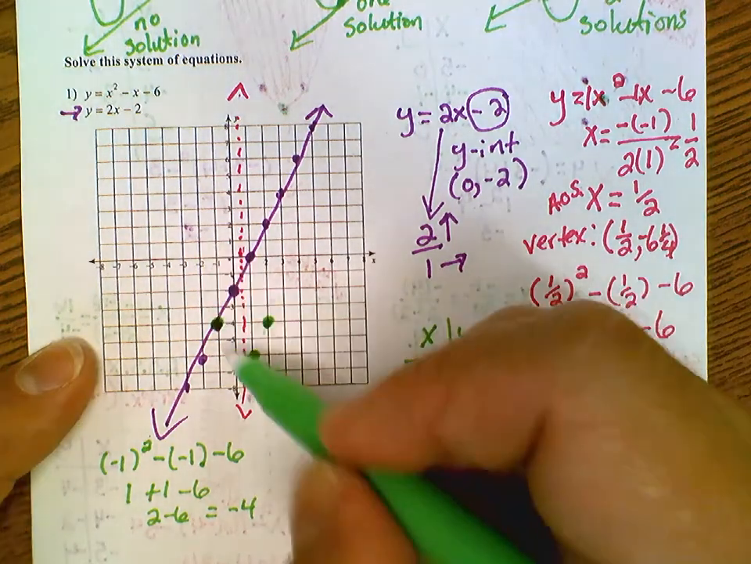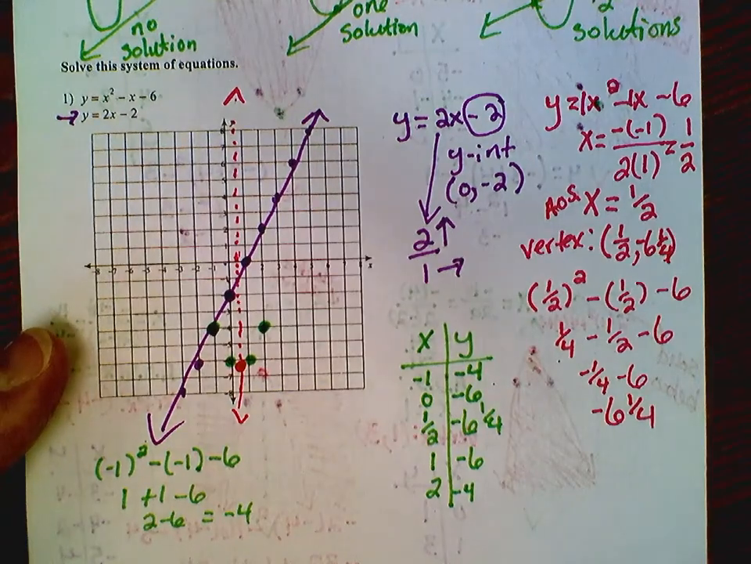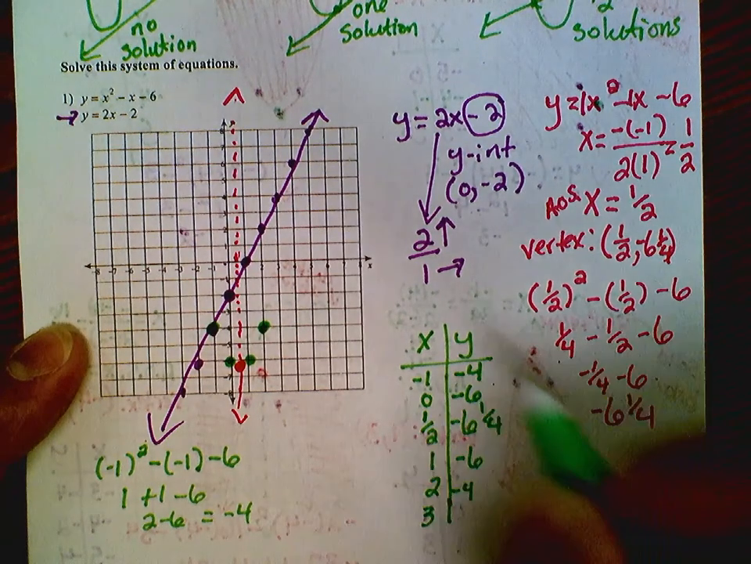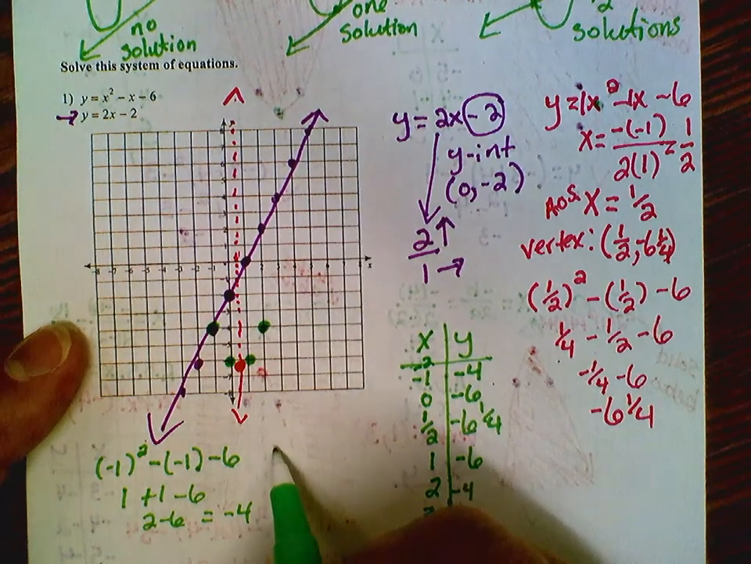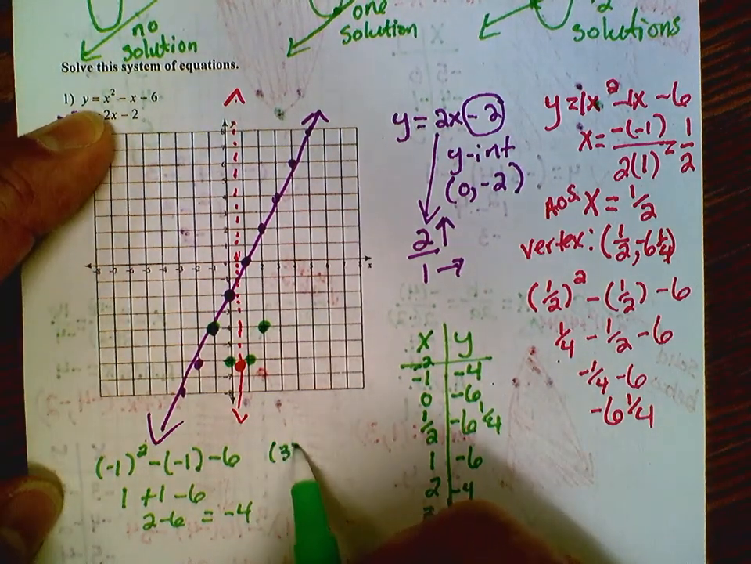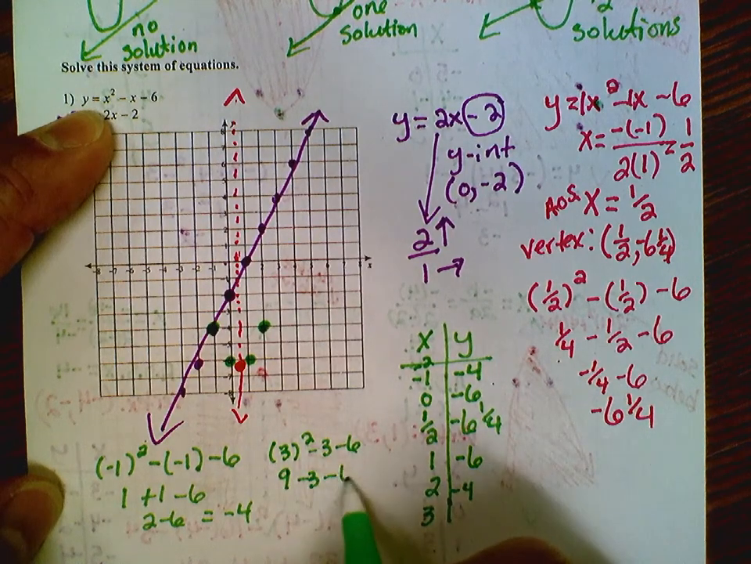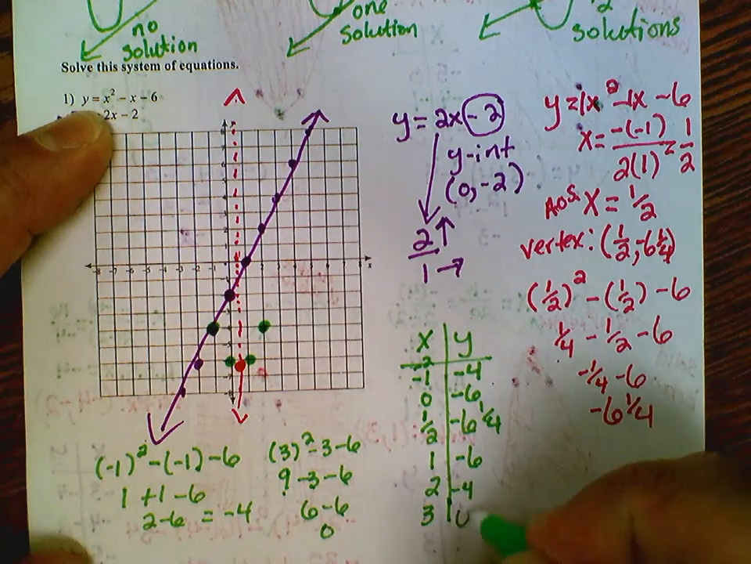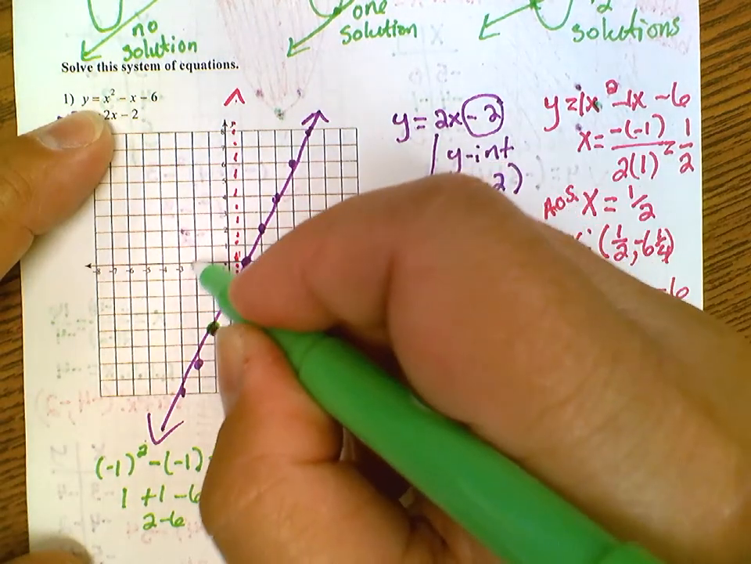All right. So I have something, but I know if this one keeps going, I'm going to intersect also. So I'm going to keep going, and the next values will be 3 and negative 2. So let's see, 3 squared minus 3 minus 6. That's 9 minus 3 minus 6. 9 minus 3 is 6, minus 6 is 0. So I have 3, 0, and negative 2, 0.